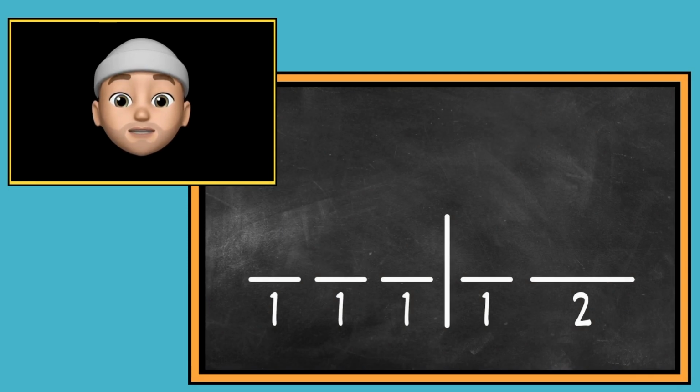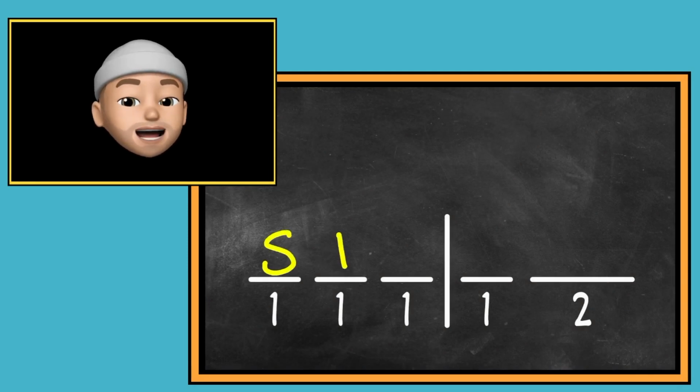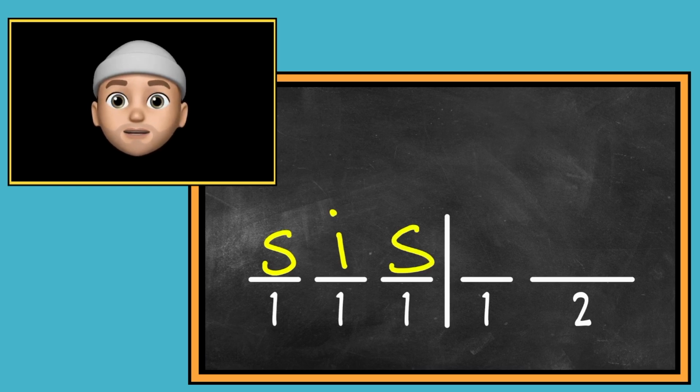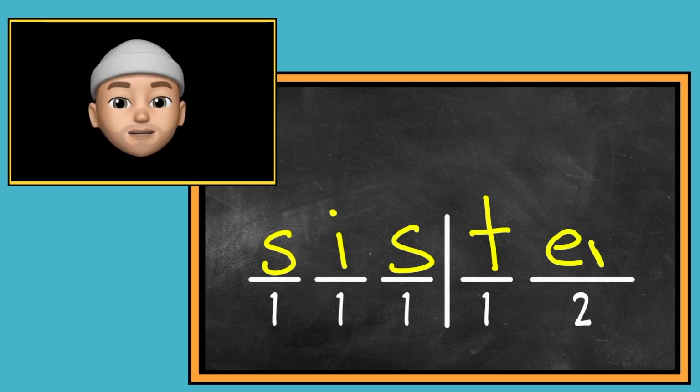Now for sister. Sister. S is S. I is I. S again S. T is T. Er is ER.